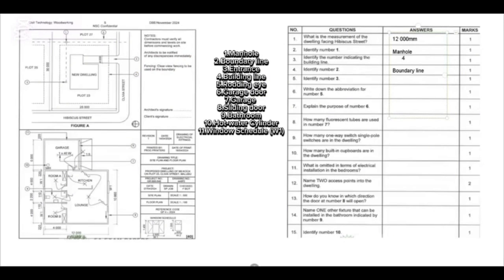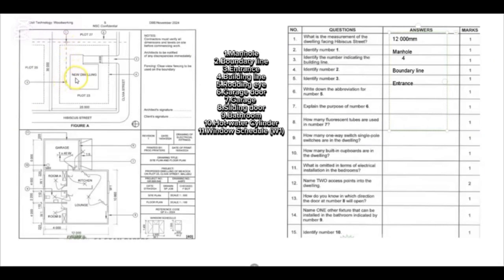Moving on to number 6. Write down the abbreviation for number 5. And number 5 is the rotting eye, still on figure A. Is the rotting eye, as you can see. So an abbreviation for the rotting eye, as we can see that number 5 connects with the manhole through pipes. So the abbreviation for the rotting eye is RE, is represented by RE.